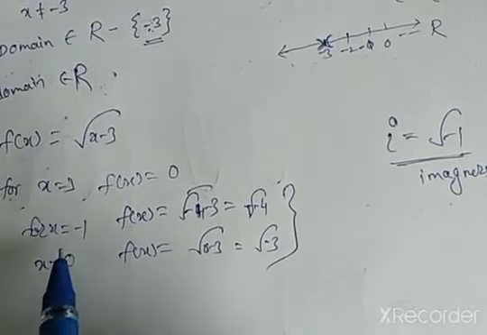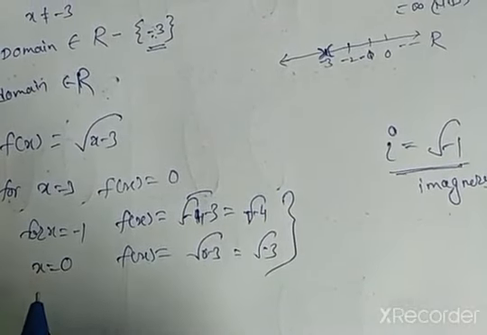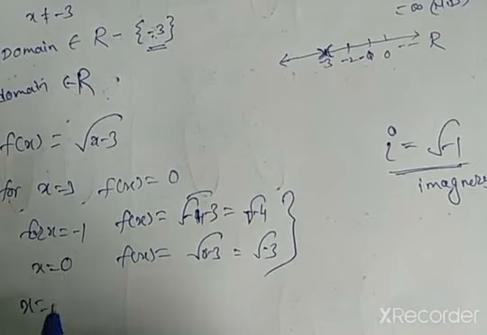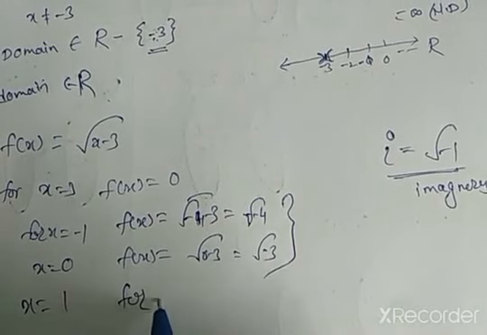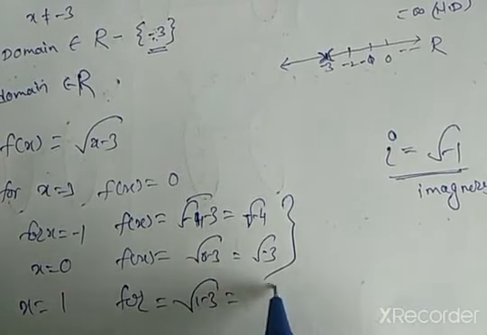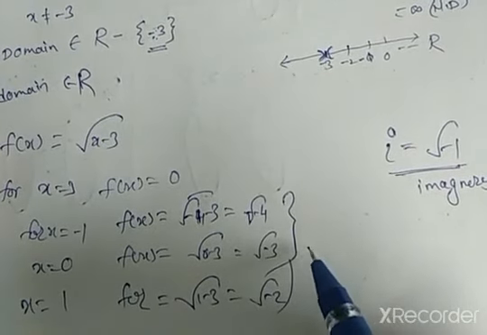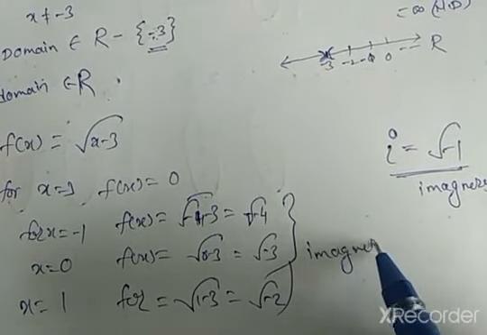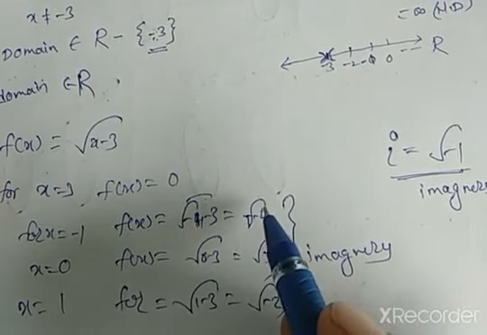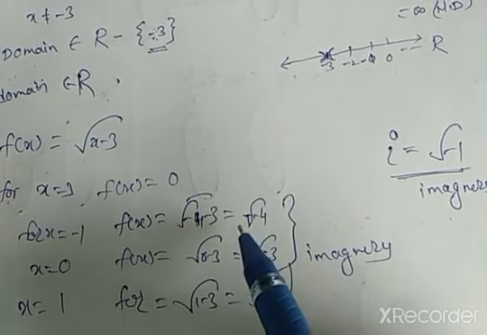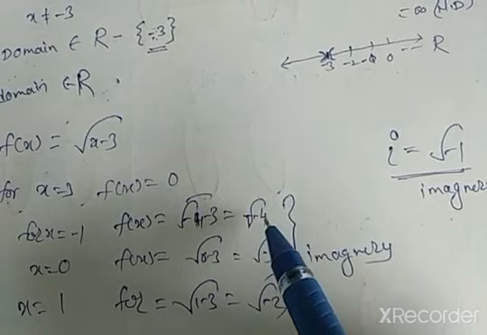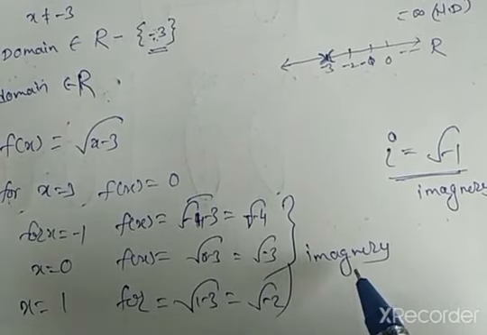So if we consider x equal to 1 also, here we get the square root of 1 minus 3, which is minus root 2, which is again an imaginary number. In any calculation, the square root of a negative number is always an imaginary number.